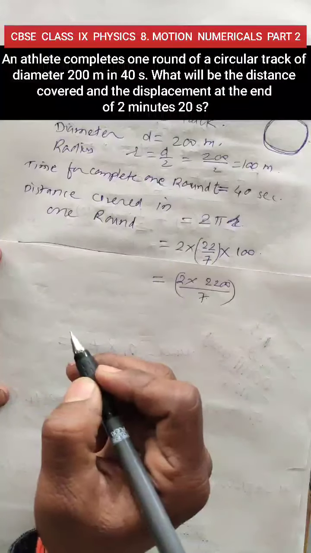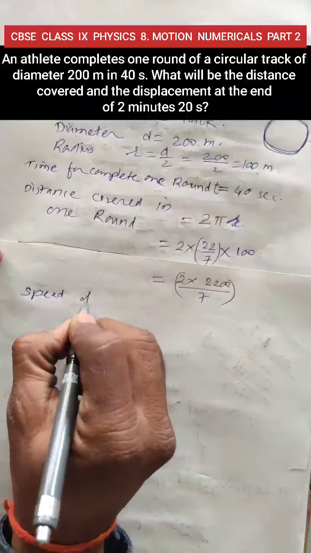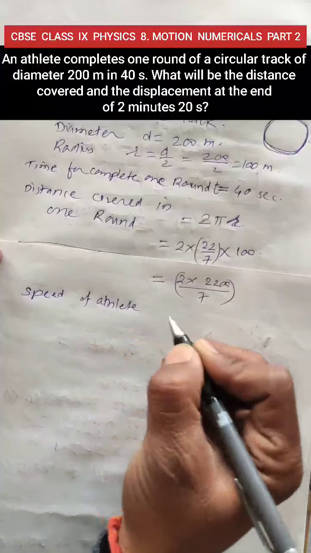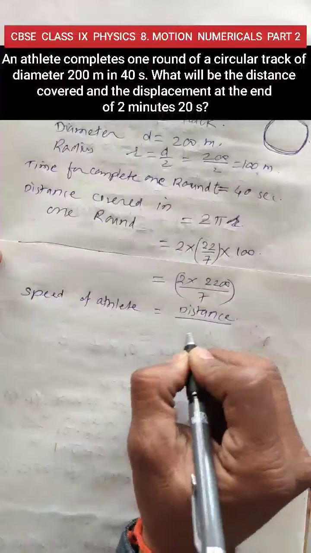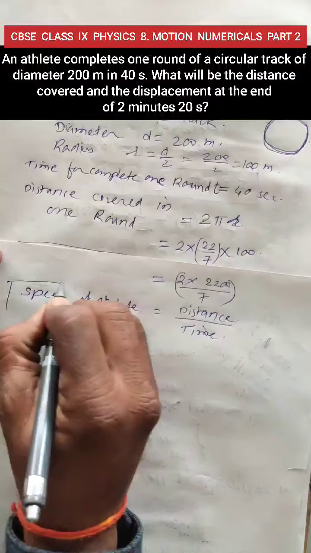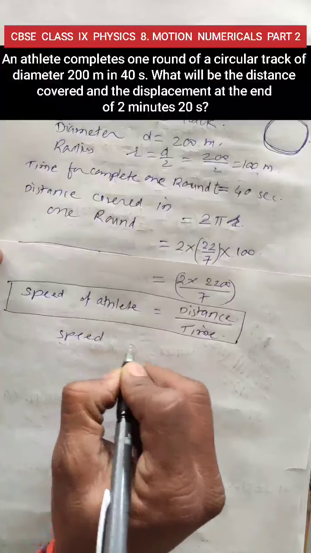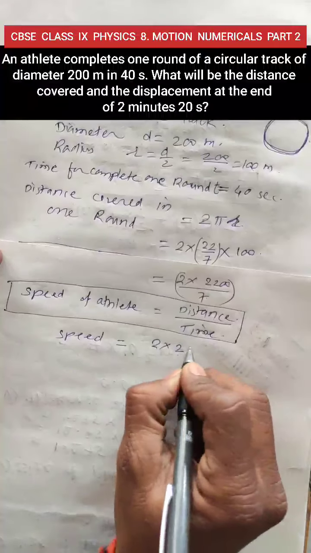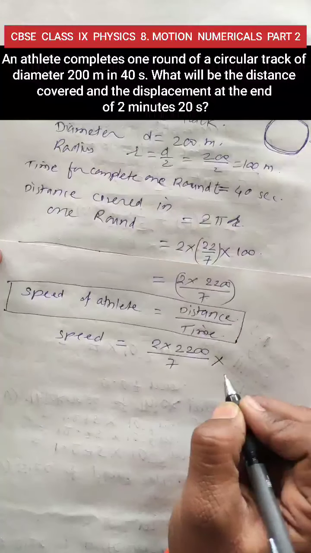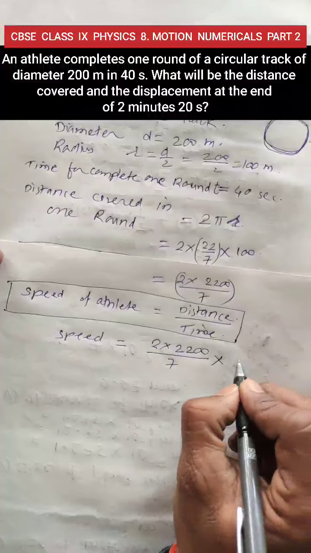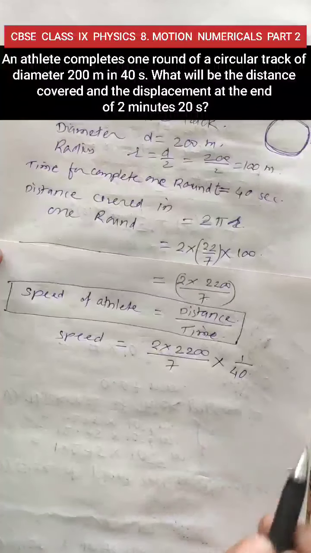Now in this example, we must know the speed of the athlete. The formula of speed is equal to distance upon time. So this is the formula, and we have to find the speed. Speed is equal to distance, which is 2 into 2200 upon 7, divided by time. And the total time is 1 upon 40, because this is the time value and it will be in the denominator, therefore 1 upon 40.